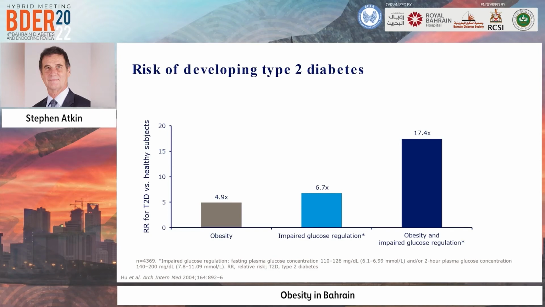So when one looks at the risk of developing type 2 diabetes, if you are obese, you've got a 5 times increased risk of developing type 2 diabetes in comparison to a healthy subject. If you've got impaired glucose regulation, that's impaired glucose tolerance, impaired fasting glucose, pre-diabetes in America, then there's about a 7-fold increase in the risk of developing type 2 diabetes. But if you've got a combination of obesity and this impaired glucose regulation, you've got a 17-fold increase in the risk of developing type 2 diabetes.